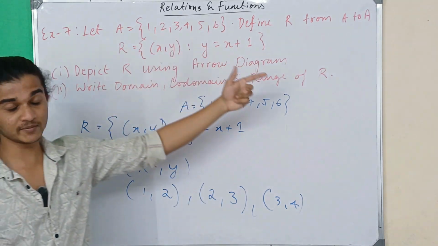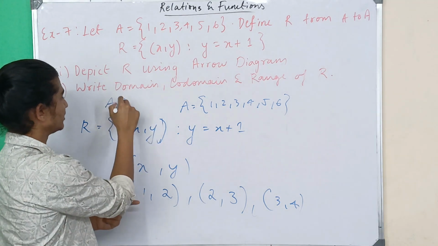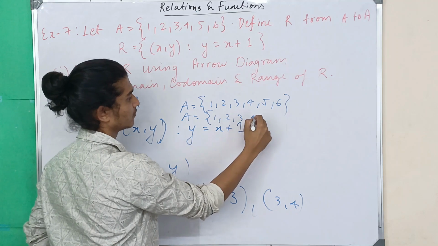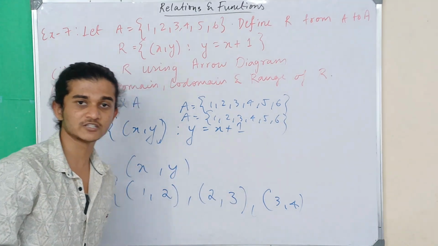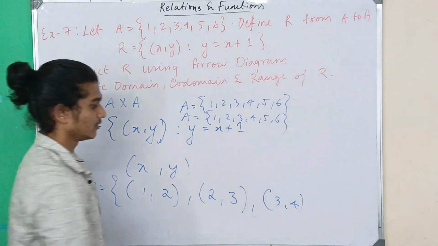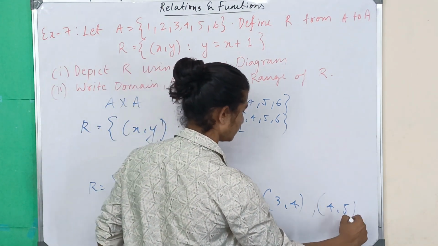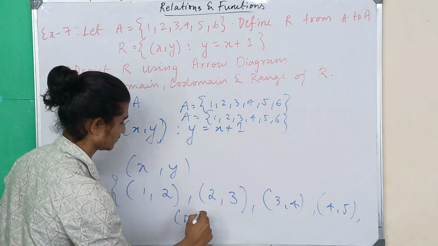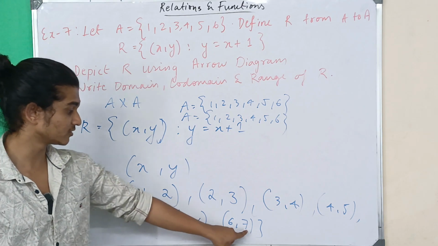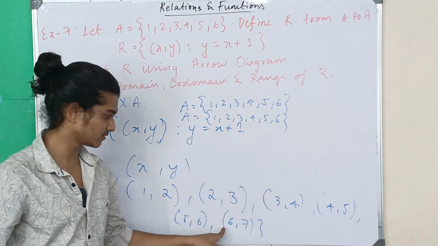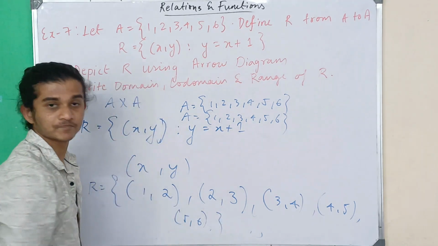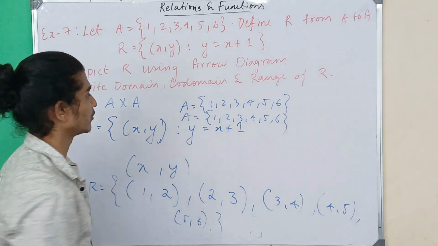A to A means you're going to pick up all the elements from A and A. So this is one A and this is another A, which is 1, 2, 3, 4, 5, 6. So let us try to write the relation in roster form. R equal to {(1, 2), (2, 3), (3, 4), (4, 5), (5, 6)}. Can I write (6, 7)? No, I can't write (6, 7) because 7 is not there in this set, so this is cancelled out. So this was our relation. Now we're supposed to represent this in the arrow diagram.